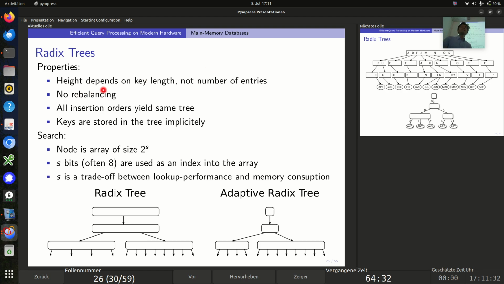As I said, the height depends on the key length, not the number of entries. So you do not need to rebalance it, because either the key is already part of it, or you have to create a new node. All insertion orders yield the same tree, so it does not depend on the insertion order like the B tree. And the keys are stored in the tree implicitly, so you do not need a dictionary, you just know it by the position. A node is an array of size 2 to the power of s. S is a trade-off between lookup performance and memory consumption.